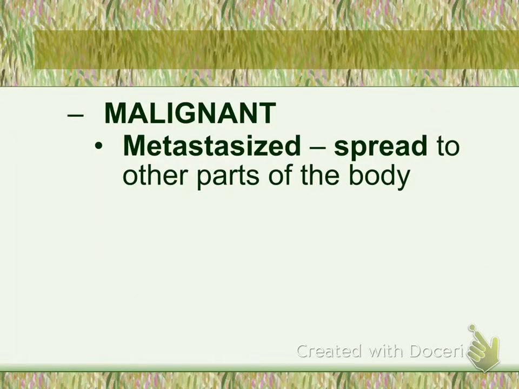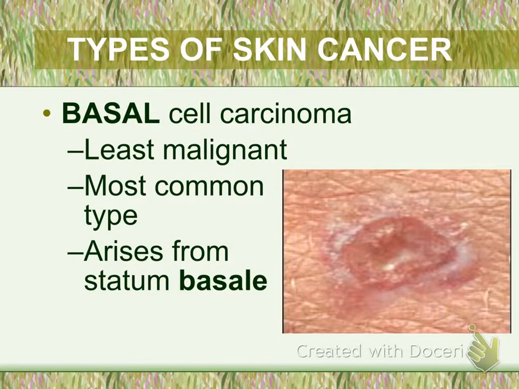Malignant, on the other hand, is the more aggressive type of cancer. The ones that could actually cause death are the ones that metastasize, which means that they can spread to other parts of the body. The first type of skin cancer is called basal cell carcinoma. It is the least malignant of the three. It is the most common type, and it arises from the stratum basale.